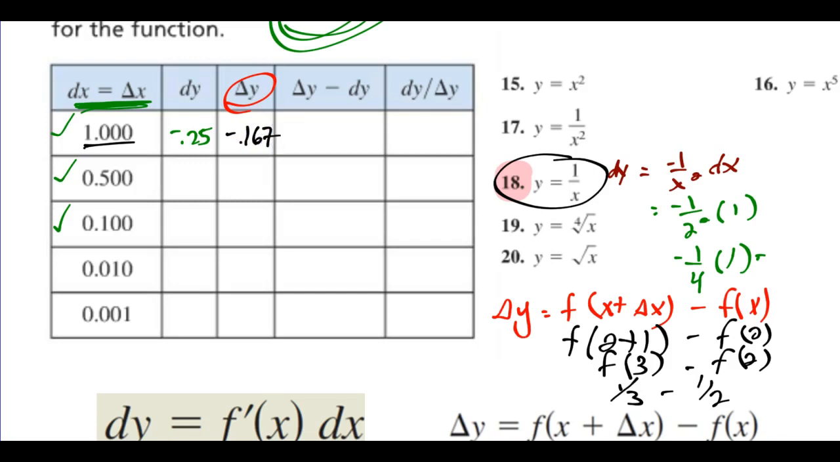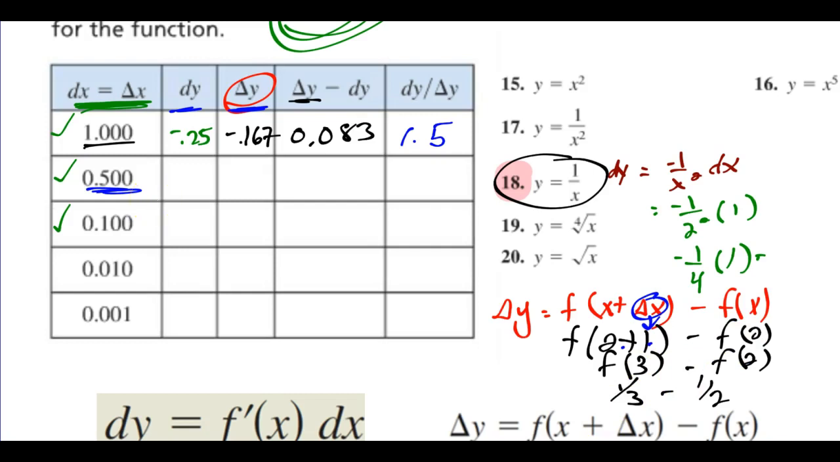Then I'll take that number that I just found and subtract off dy and just state the difference, 0.083. And then for the last column, I take this number again and divide by dy instead of the difference. It's the quotient. And that's very close to 1.5. And then I repeat this process for delta x to be 0.5. So instead of a 1 here, I would do 2 plus 0.5, and then fill in the chart.